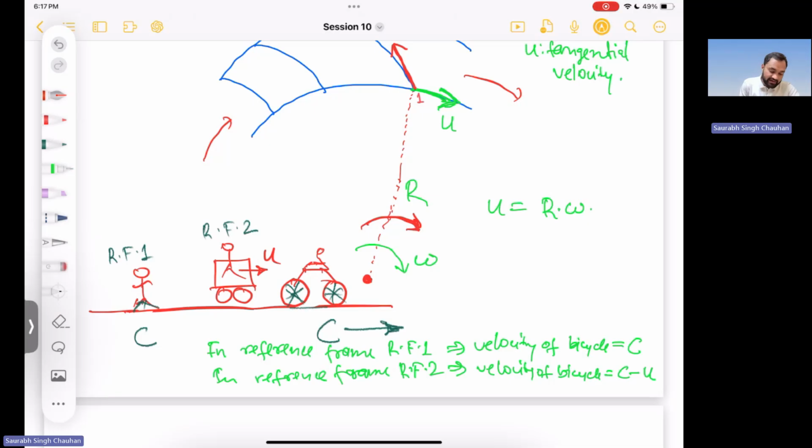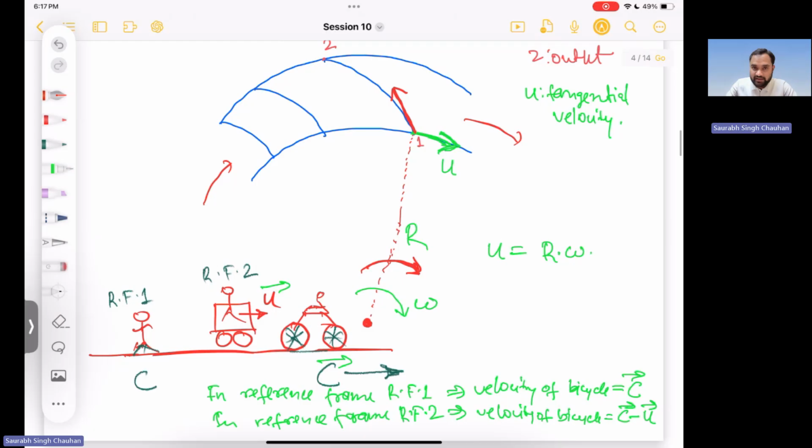If you want to write in terms of vectors, these quantities can be vectors: u vector, c vector. Similarly here, u vector, c vector. So the same thing is happening here. Someone sitting at the blade at point 1 will observe that fluid is moving over the blade tangentially, and the velocity, let us call it v vector, is the relative velocity.